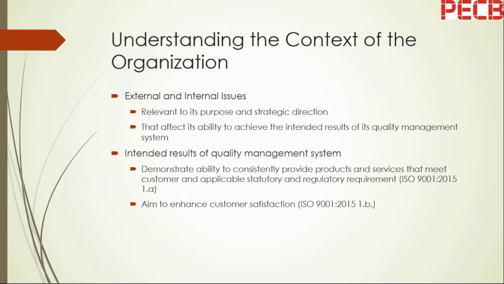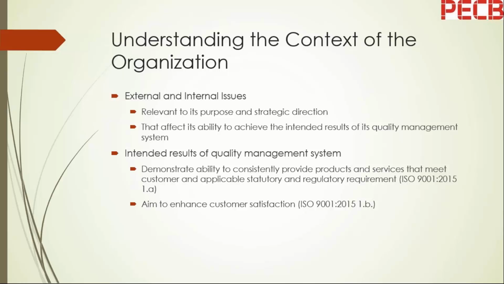The standard requires us to understand the external and internal issues that could be relevant to its purpose and strategic direction. The standard requires us to consider external and internal issues that affect its ability to achieve the intended results of its quality management system. So what is the intended result of the quality management system?